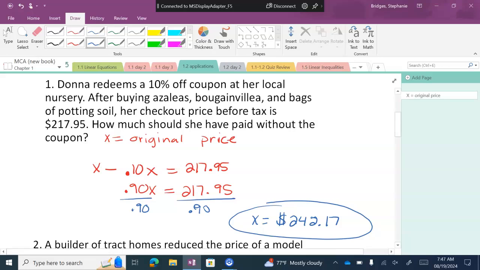Does that make a little bit of sense to everybody? So we paid $242.17, or we should have paid that without the 10% discount. So anytime you have anything talking about a discount, you're going to have your original price, which most of the time you're not going to know, minus your discount is going to equal what you actually paid. Is everybody kind of okay with that? All right.